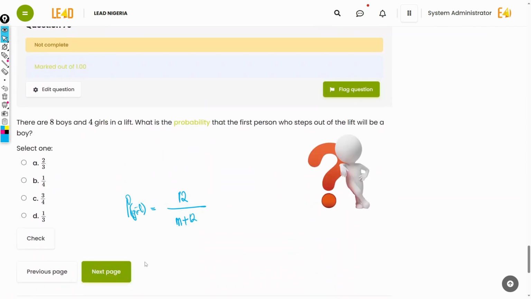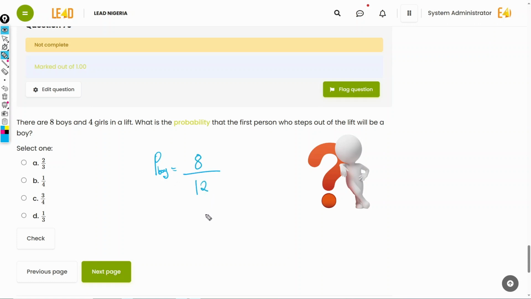Question 70. There are 8 boys and 6 girls in the lift. What's the probability that the first person who steps out of the lift would be a boy? That's basically the same thing as selecting at random, right? So probability of it being a boy. So we have 8 boys over the total. How many people are in the lift in total? 14. So if I reduce that, I would have 4 out of 7. So there's a 4 in 7 chance that a boy will be the first to get out of the lift.